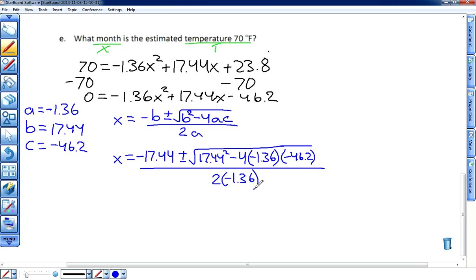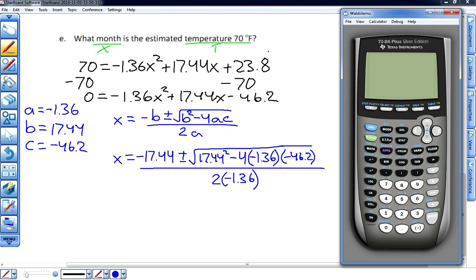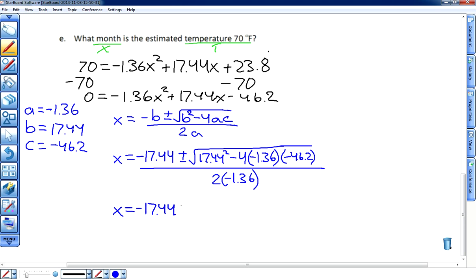So I'm going to start by simplifying everything that's underneath the square root along with the square root. I'm going to go 17.44, square that, minus 4 times negative 1.36 times negative 46.2. Close that off. And you end up with 7.27. So x is equal to negative 17.44 plus and minus 7.27, divided by, if we do 2 times negative 1.36, I believe that ends up giving us negative 2.72.